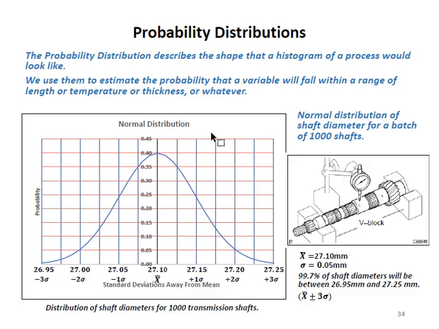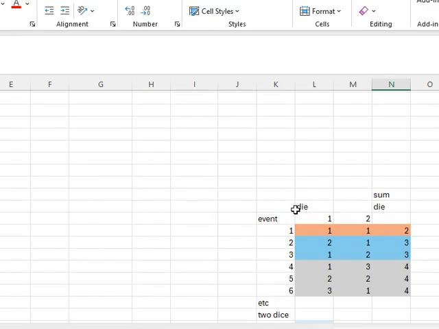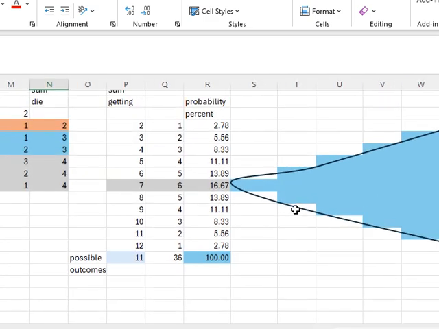Then we go into the probability distribution, and you have already studied probability, so I'm going to roll this and then show this thing again for your dice problem here.